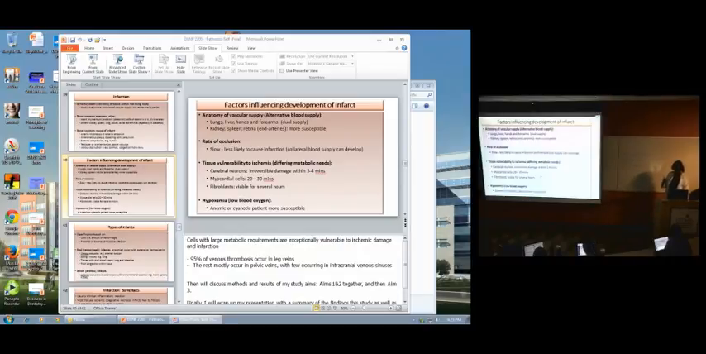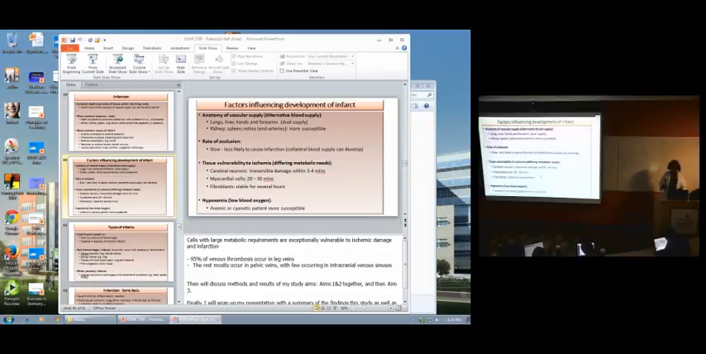I just mentioned tissue vulnerability to ischemia because of the differing metabolic needs. The brain is the most sensitive. If you lose blood supply to the brain, within 3 to 4 minutes you have death of the cerebral neurons. Myocardial infarction can take up to 20 to 30 minutes, but other tissues like fibroblasts can last up to several hours.